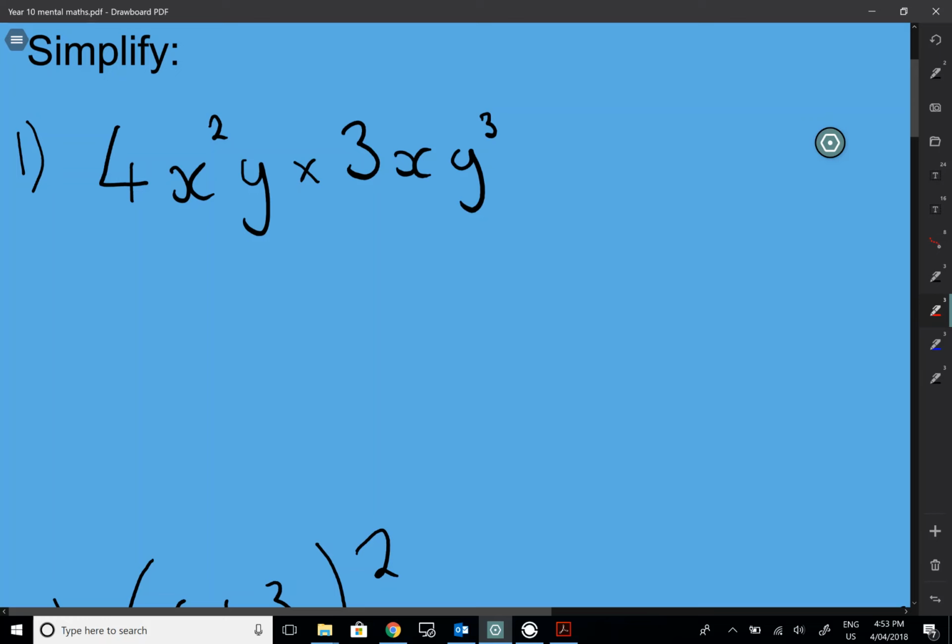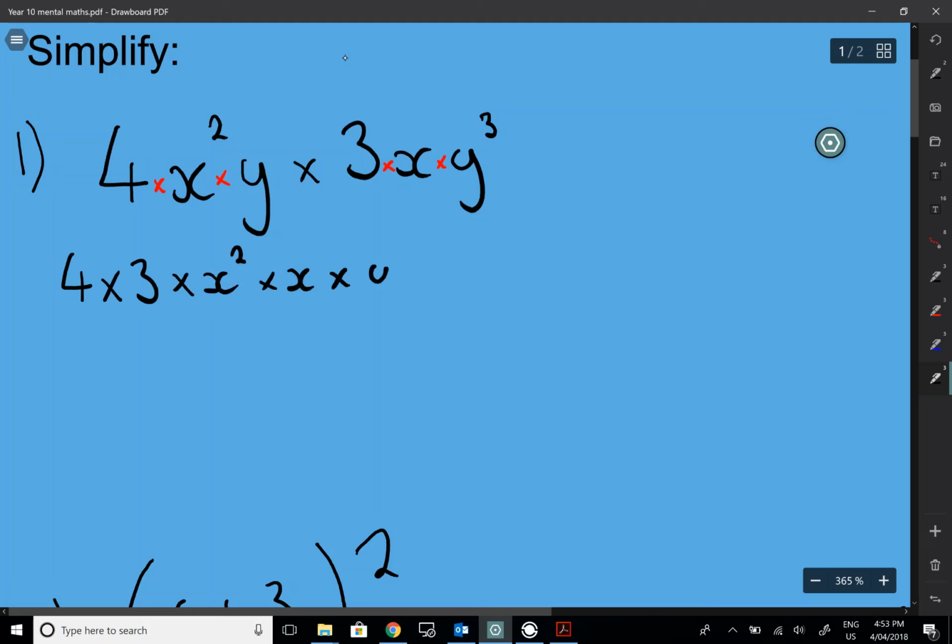Alrighty, so the first question we're going to work on is this simplifying indices question. This is quite a straightforward one. So what we have here is 4x squared y times 3x y cubed. Now what we need to remember with each of these is there is actually a multiplication sign in between each of these. So what that then allows me to do is then rearrange this so I get 4 times 3 times x squared times x times y times y cubed.